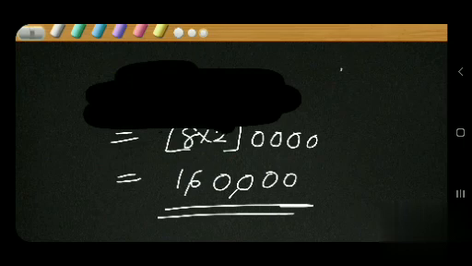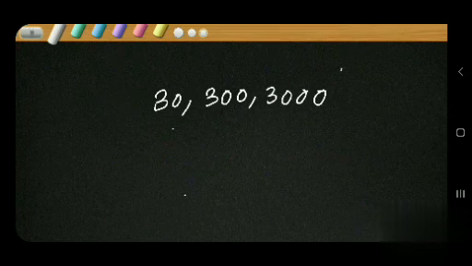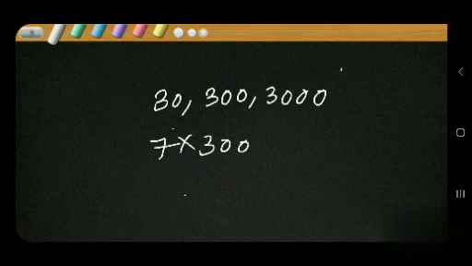So we have discussed the multiplication by 20, 200, 2000, etc. In a similar way, we can do the multiplication with 30, 300, 3000, etc. also. This also can be done in a similar way. So can you say how to multiply 7 into 300?